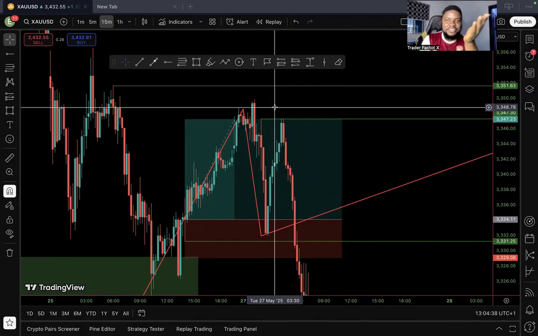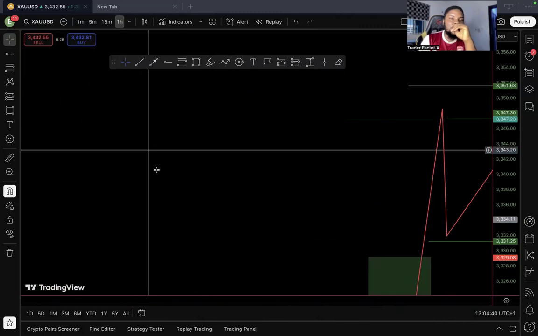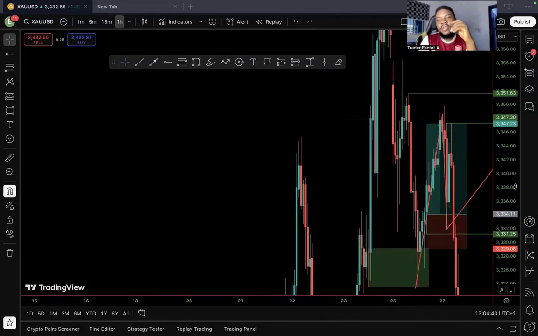5 minutes. And this was just a random position we took. This is just a random position we took. And I can do this on any asset pair.